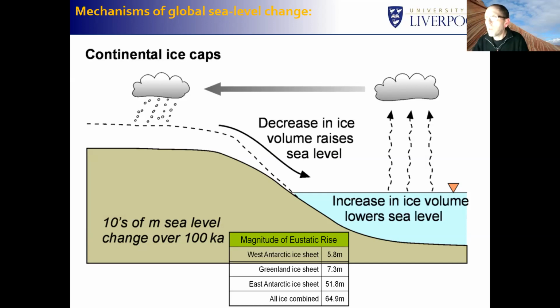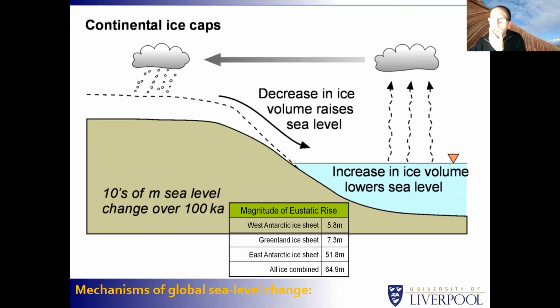And when an ice sheet forms, it actually lowers sea level because it takes water from the oceans and stores it on land. So this process can work either way in geological history. In the human future, it's very probably only going to work one way, that's with melting. But continental ice caps are a really major component of global sea level change.